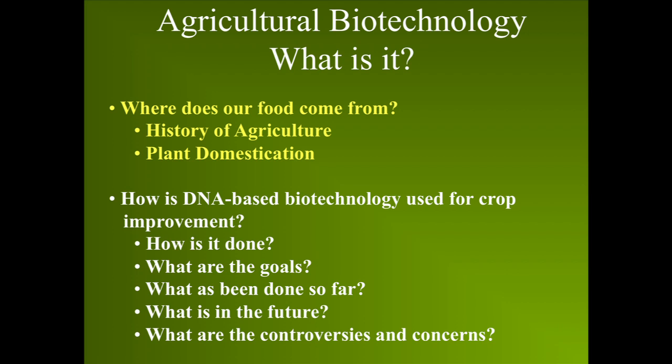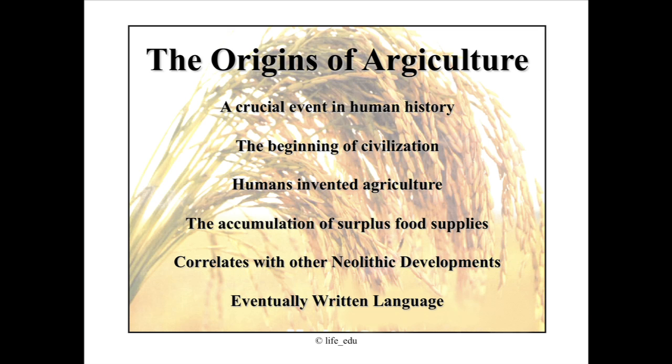So where does our food come from? Let's look first at a history of agriculture, and then at plant domestication. One thing that we must say is that the origin of agriculture presents itself as a crucial event in human history. If you were to ask what are the top several inventions by humans, fire might fall at the top of that list. I'm not sure, but fire was a good day.